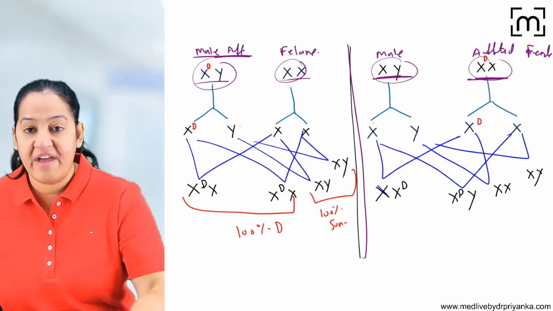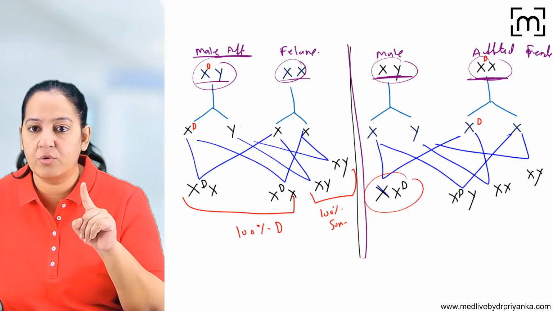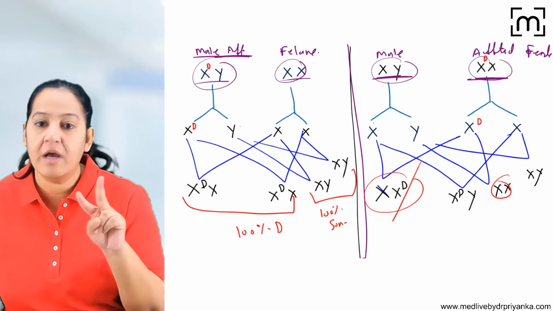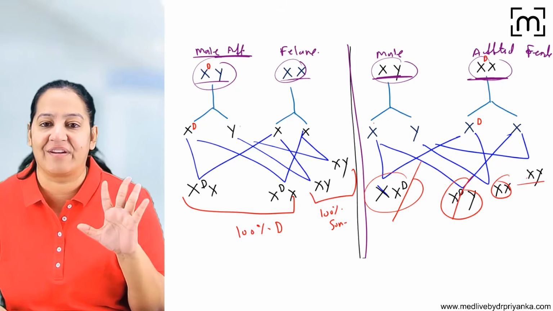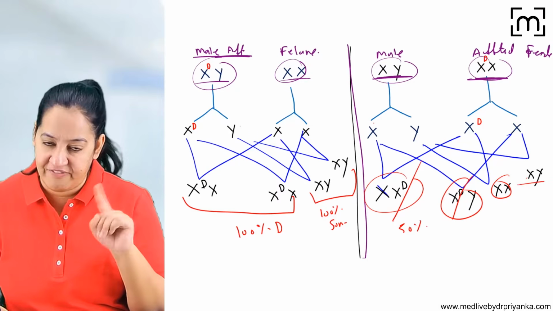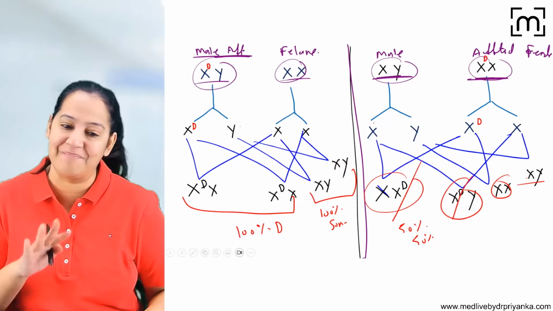You can see. So when the mother is affected, out of the 2 daughters, one is affected, one is not affected. Out of the 2 sons, one is affected, one is not affected. So 50% sons are affected and 50% daughters. So mother is impartial. You can learn.